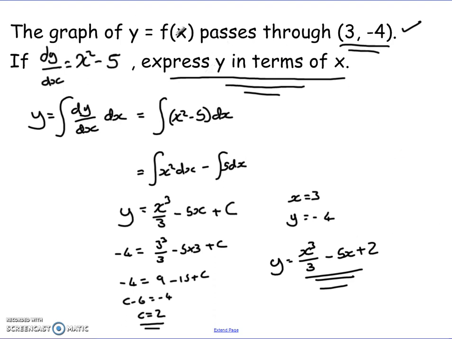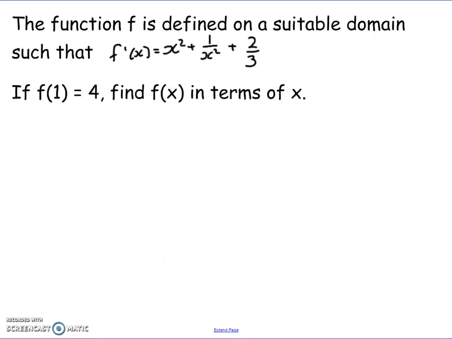So that's if it's a y. What happens if it's f and f dashed? Well, same sort of deal really. A function is defined on a suitable domain such that f dashed of x equals x squared plus 1 over x squared plus 2/3. If f of 1 equals 4, find f of x in terms of x.